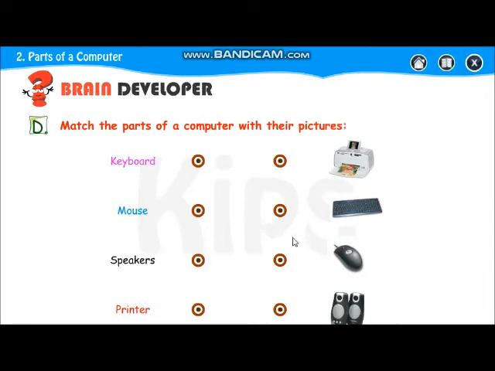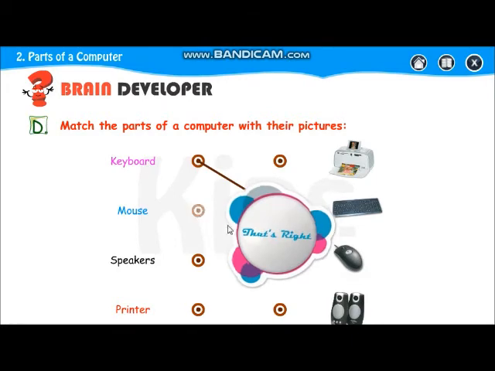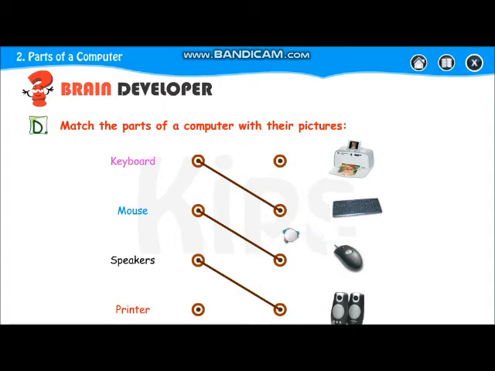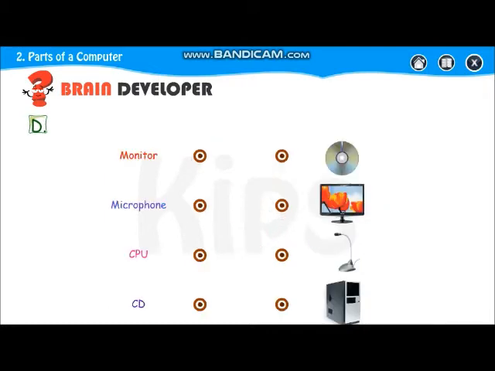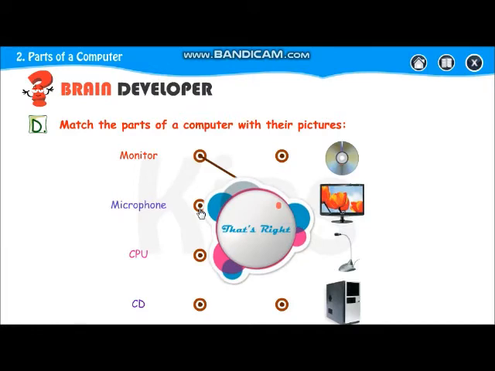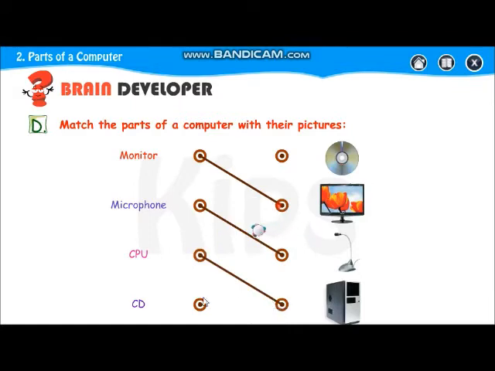Now I am matching. Where is the keyboard? This is the keyboard. Where is the mouse? This is the mouse. Very good. Where are the speakers? These are the speakers. Where is the printer? This is your printer. Now this part. Next part. Here is your monitor. This is your microphone. This is your CPU. And this is your CD.